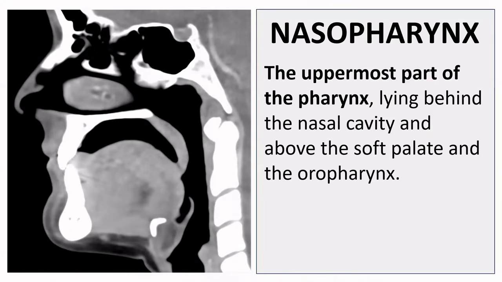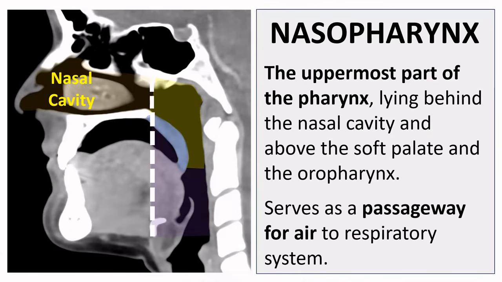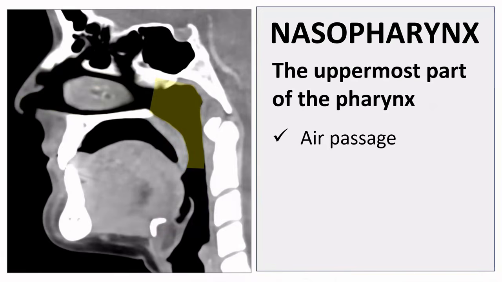What is the nasopharynx? The nasopharynx is the uppermost part of the pharynx. It is located behind the nasal cavity and above the soft palate and the oropharynx, and it functions as a passageway for air to the respiratory system. That's not the only function it has, but it's basically definitely the most important one.